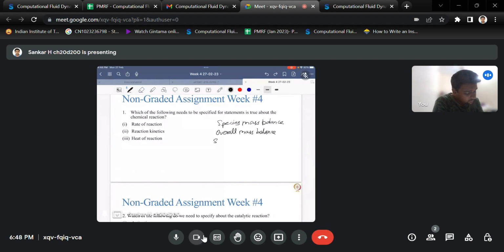We'll be dealing with the mixture continuity equation, which is the same as the overall mass balance. Then the mixture momentum equation, and finally the energy equation.